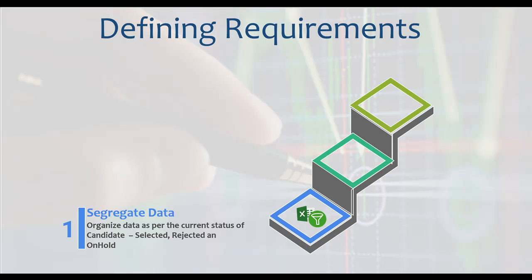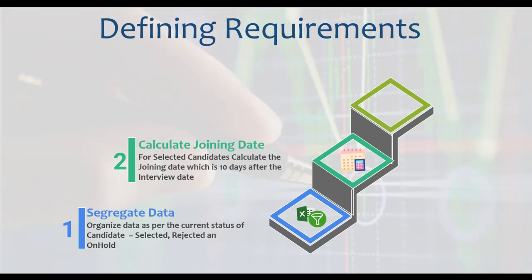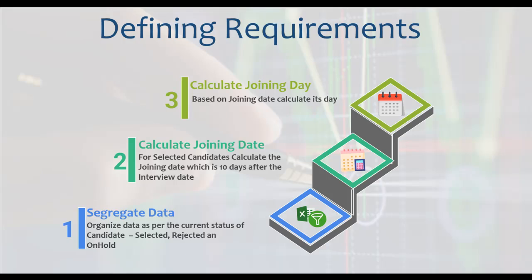Step 2. Custom processing for the selected candidates. So for the group of selected candidates, we'll find out the joining date, which is calculated exactly 10 days after the interview date, and joining day, which identifies the day of week like Monday or Tuesday for the joining date.